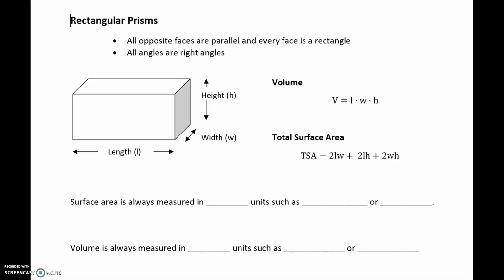This lesson is on calculating volume and surface area for rectangular prisms. Rectangular prisms are defined using 3 dimensions: their length, their width, and their height. Their volume is calculated using the formula length times width times height. This can be abbreviated as L times W times H.